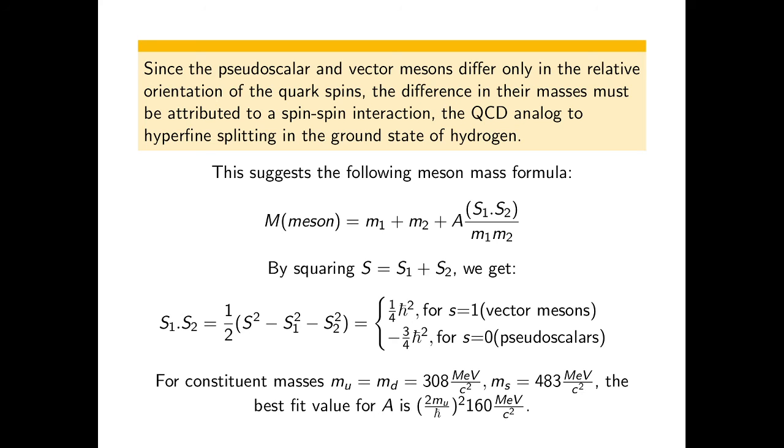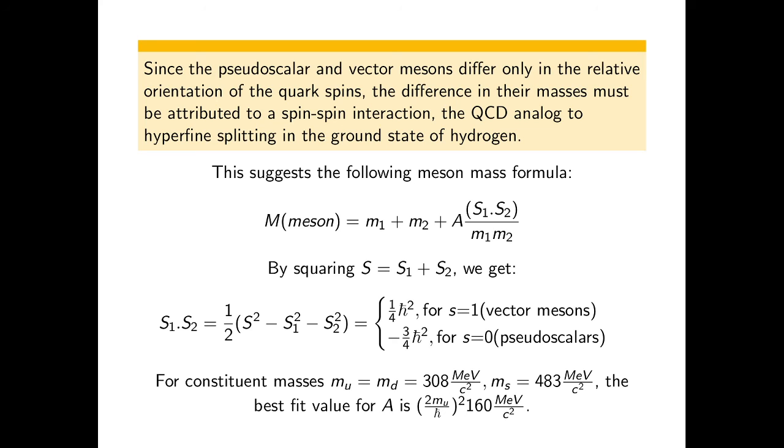So the only difference can be that the relative orientation of the quark spins are different. For pseudoscalars, it's 0, and for vector mesons, it's 1. So the difference in mass must be because of the spin-spin interactions. This is a QCD analog to the hyperfine splitting of the ground state of hydrogen, from which we get the meson mass formula: M is equal to M1 plus M2 plus A into S1 into S2 by M1 M2.